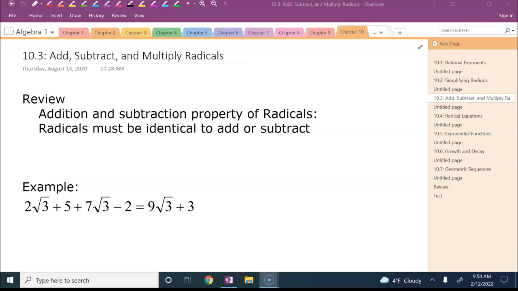When you're adding and subtracting radicals, they have to be identical in order for you to be able to combine them. So it's very similar to what you've had to do in the past when you were trying to combine like terms.